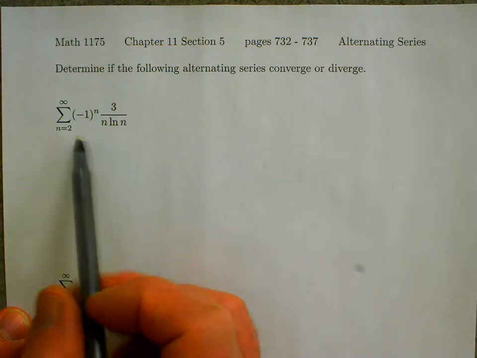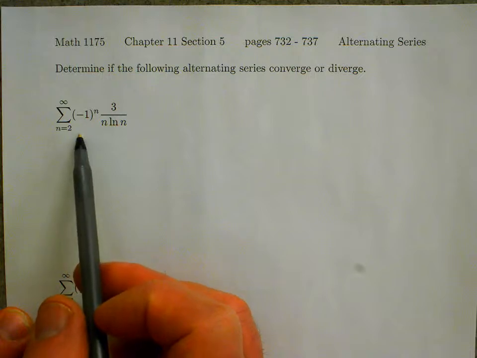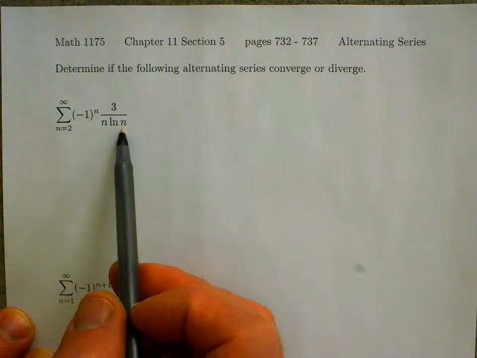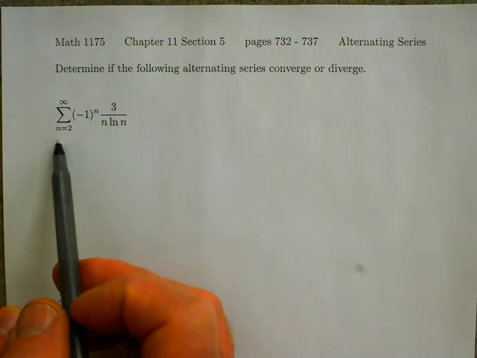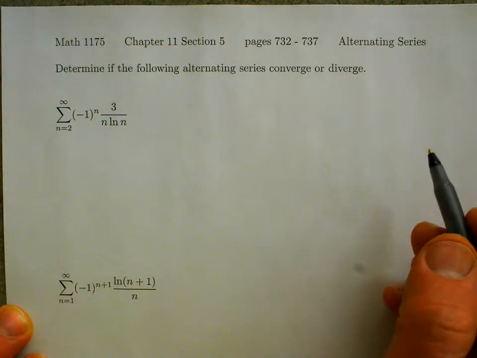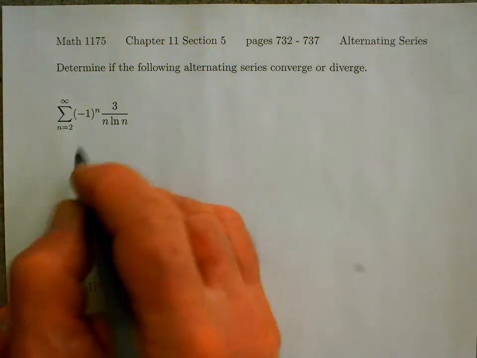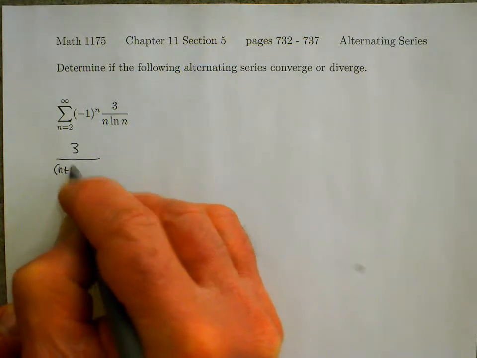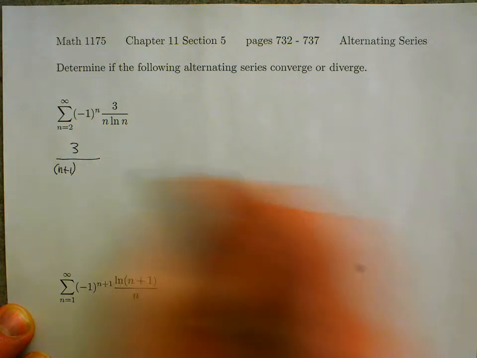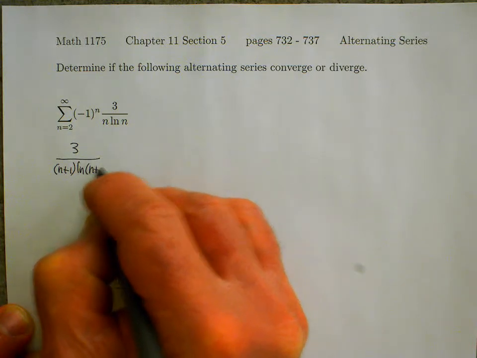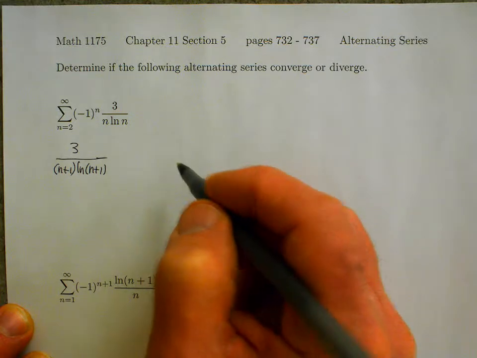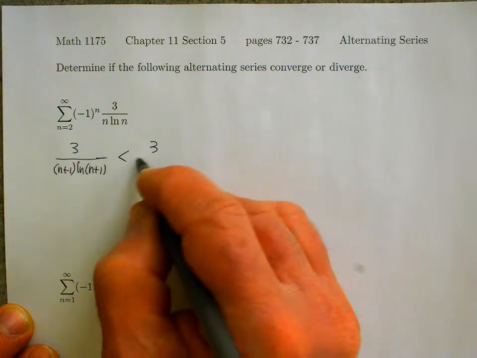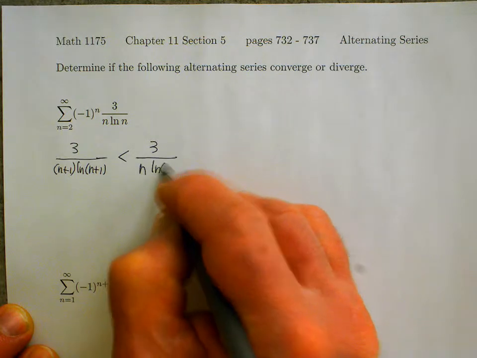Okay, this one, the infinite series of (-1)^n times 3 over n times the natural log of n, where n ranges from n equals 2 to infinity. So it's pretty clear that the term 3 over (n plus 1) times the natural log of (n plus 1) isn't it pretty clear that that's less than the previous term, 3 over n times the natural log of n.